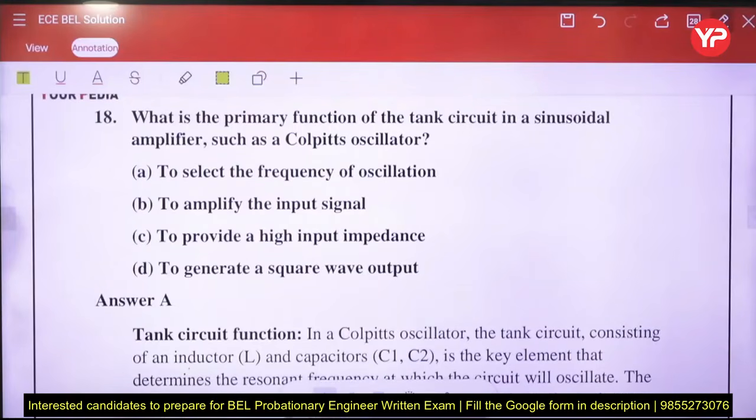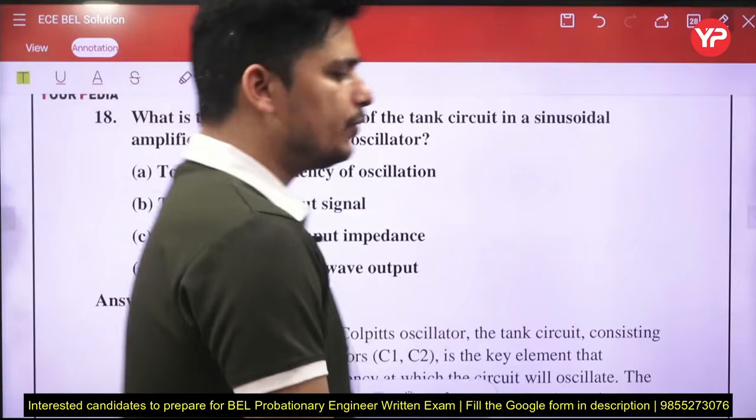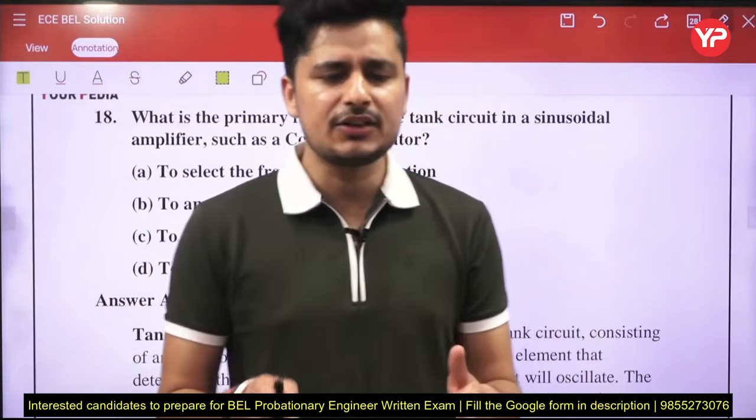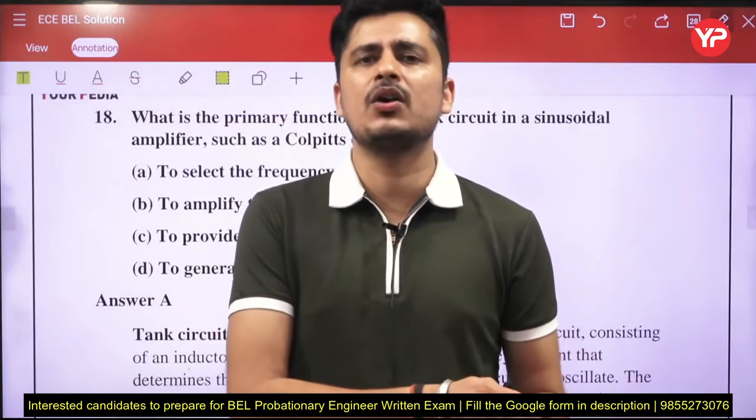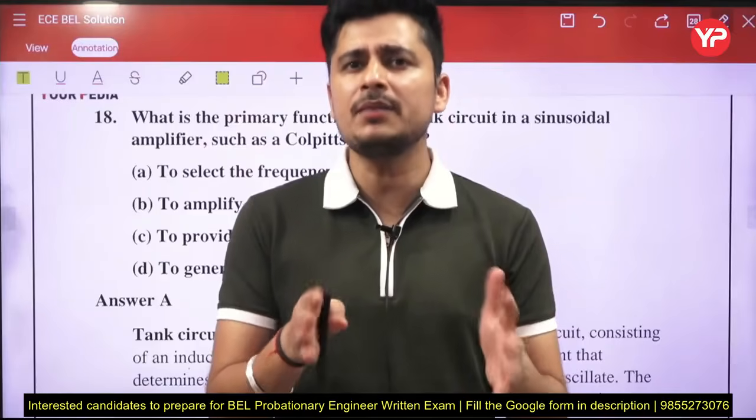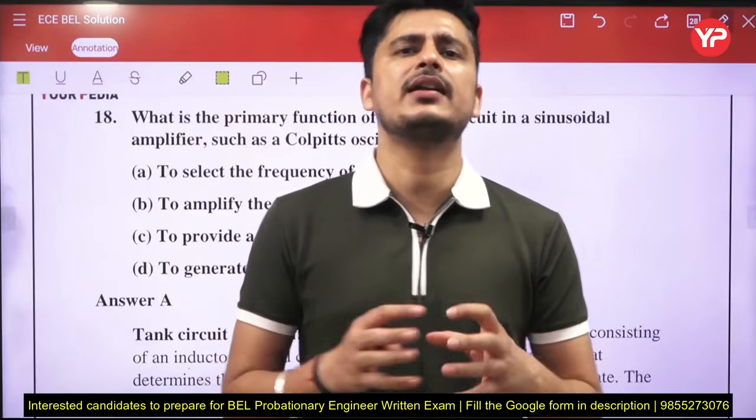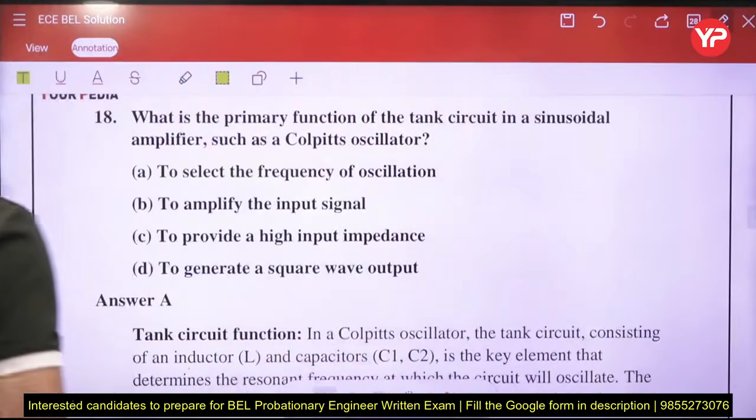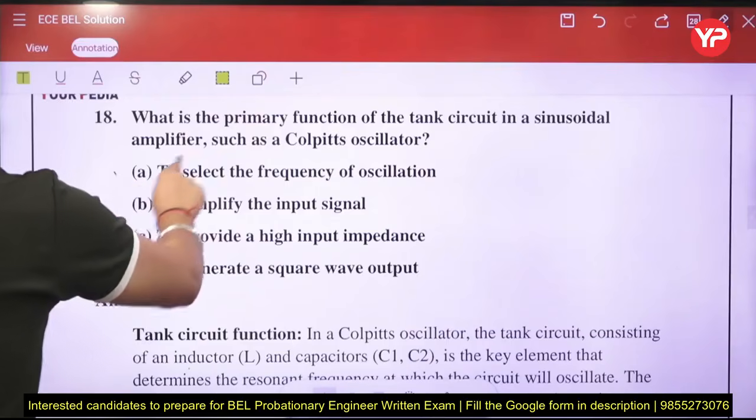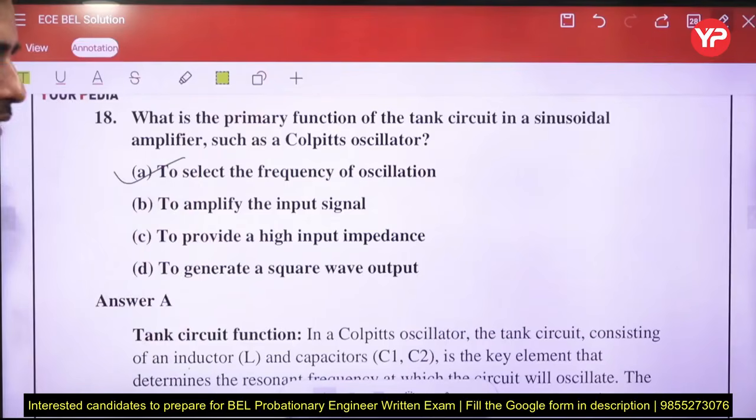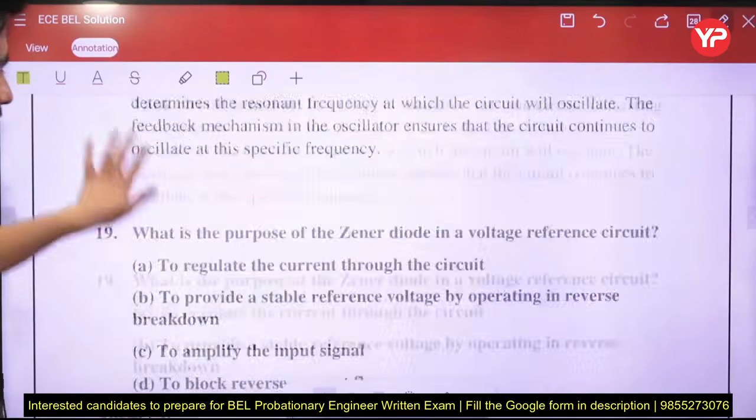What is the primary function of a tank circuit in a sinusoidal oscillator such as a Colpitts oscillator? The tank circuit is generally used to select the frequency. Let's say you are making a 1 megahertz oscillator, then that 1 megahertz frequency can be selected by using the tank circuit. So the answer is to select the frequency of oscillation. That will be the main use of it.